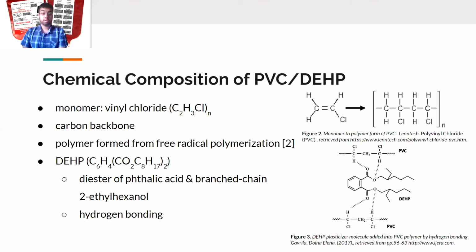The polymer is formed by free radical polymerization, which causes a break in the double bond and allows for chain growth polymerization. The DEHP plasticizer is composed of a diester of phthalic acid and the branched chain 2-ethylhexanol. When added with PVC, the phthalic acid part of DEHP undergoes hydrogen bonding with the attached hydrogens in the polymer.